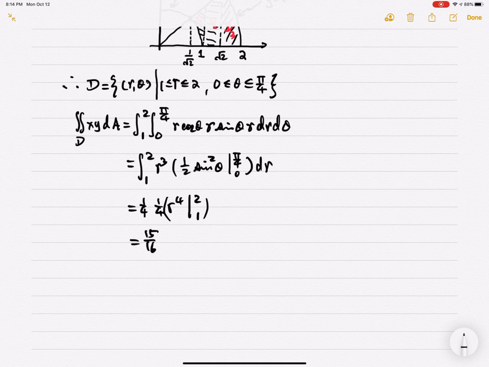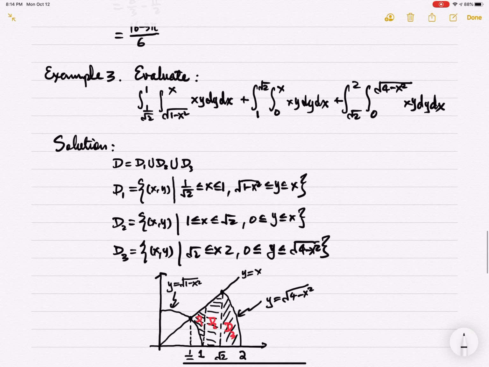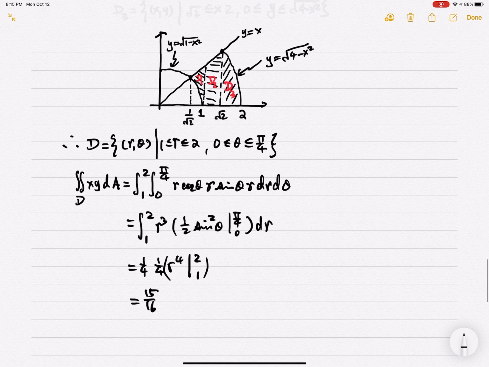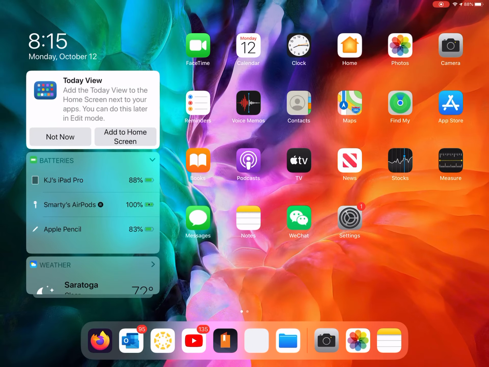Sometimes when we have a complicated integration with several terms, if you study the region and you can think of it as part of a circle, then you can easily describe it in polar coordinates, and the integration becomes easier. So this is section 15.3.